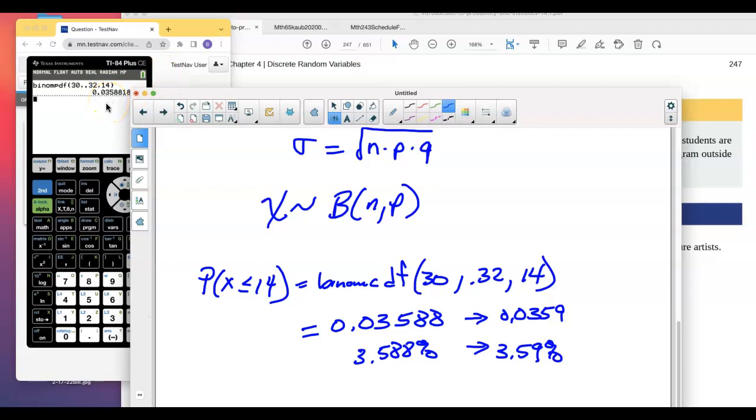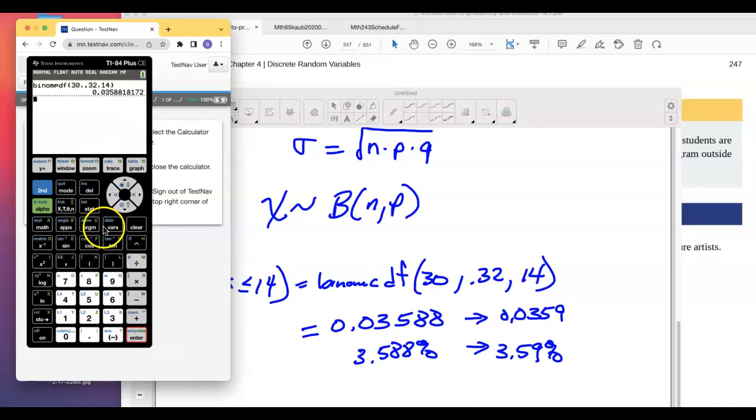Oh, I'm sorry, this is incorrect. We're doing less than or equal to, aren't we? So this is equal to 14. So if we wanted to know what the probability is for 14 exactly, this would be it. But here what we have to do is change it. I chose the wrong one. We want CDF. I typed it in incorrectly, so it should be higher. That's how I knew that it was probably wrong.